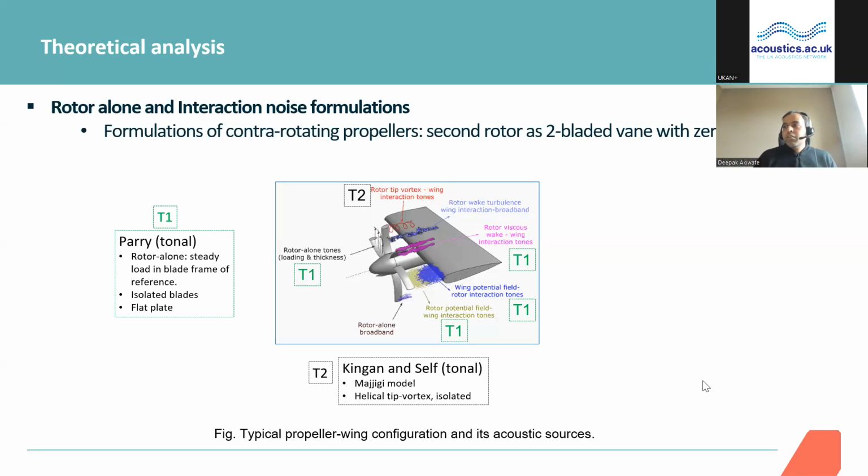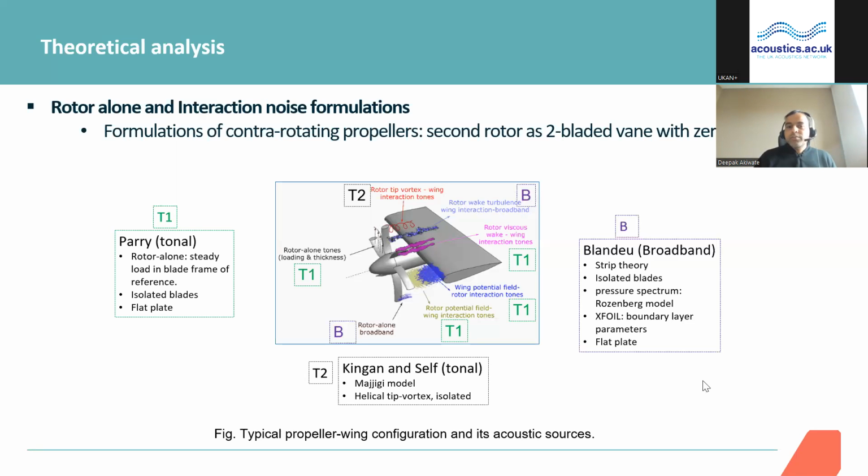There are various underlying assumptions and mathematical theory behind it, and you can find it in one of our publications, but I don't want to explain it here. I just try to draw out the major assumptions or background behind these formulations. For broadband noise, we use Blandeau's theory, where we use strip theory for the isolated blades, and we assume there is no blade to blade interaction. For the pressure spectrum model for the self noise, we use the Rozenberg model, and we use XFOIL to estimate the boundary layer parameters, and obviously we use flat plate theory.